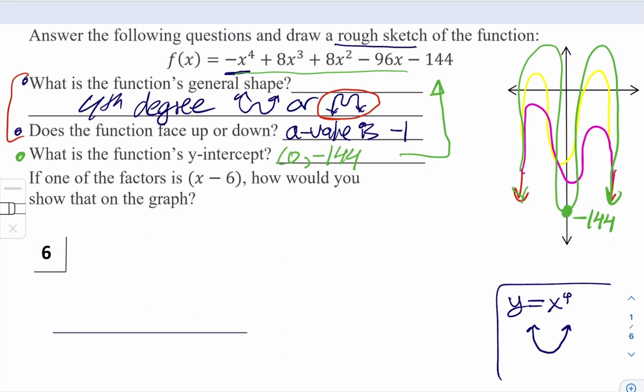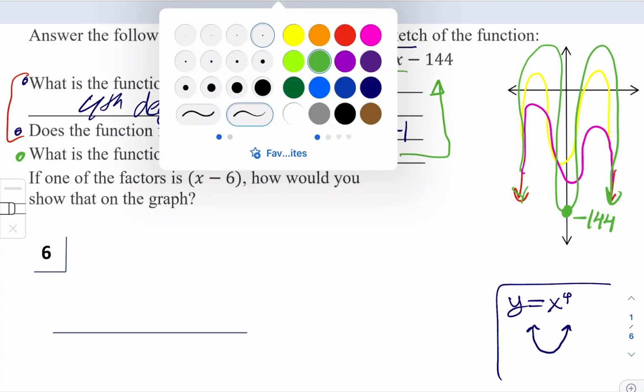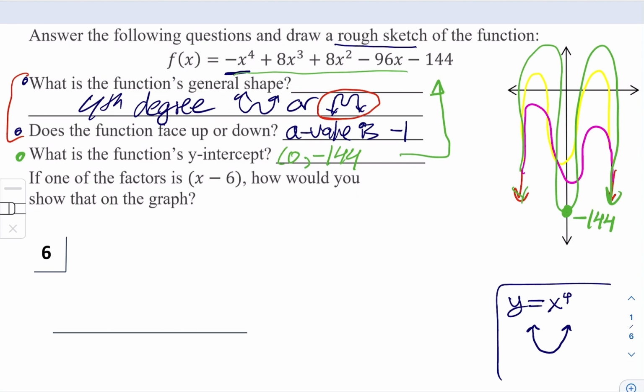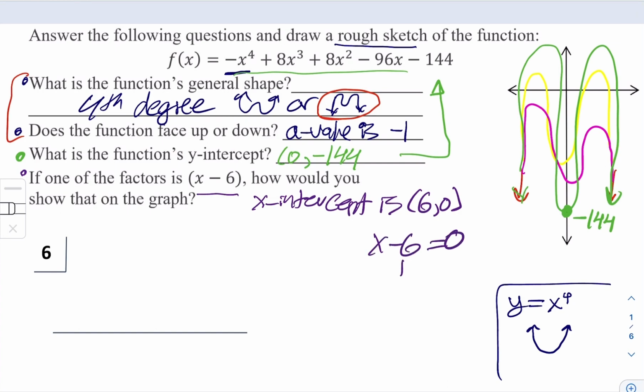So let's get a little more specific now in case you need it. Let's talk about the last question here. It's actually helpful that they tell you this. If one of the factors is x minus 6, how would I show that on the graph? Well, if one of the factors is x minus 6, that means that the x-intercept is (6, 0). Because remember from the zero product property, if that's a factor, that means 6, let's just make it right here, is an x-intercept.